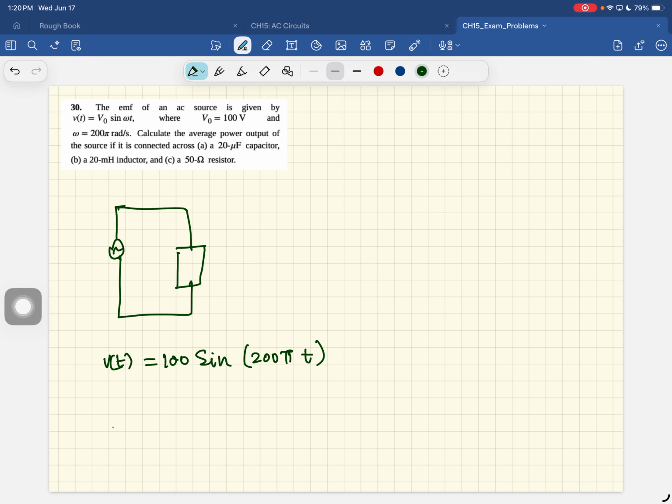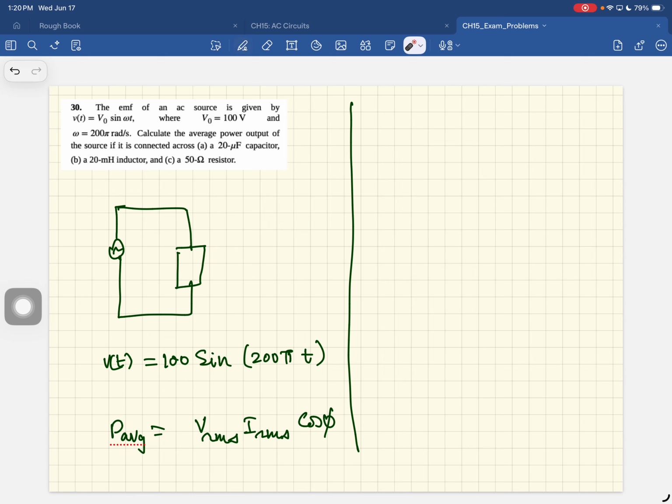So they give you F, and they've given you this, and they've given you this, and they want you to find that. So C is 1 over L times omega squared.